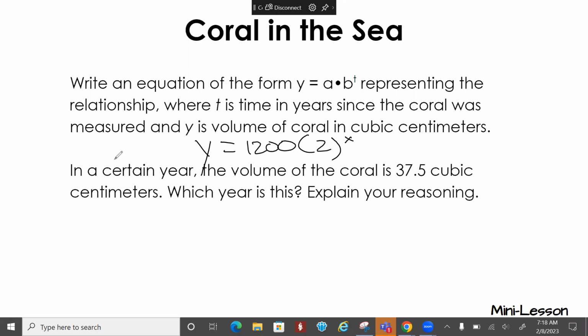Voila. Okay, in a certain year, the volume of the coral is 37.5 cubic centimeters. Which year is this? Explain your reasoning. Yikes. So how would we go about solving this? They give us a volume and they tell us which year. So what are we solving for? Are we solving for y or are we solving for t?